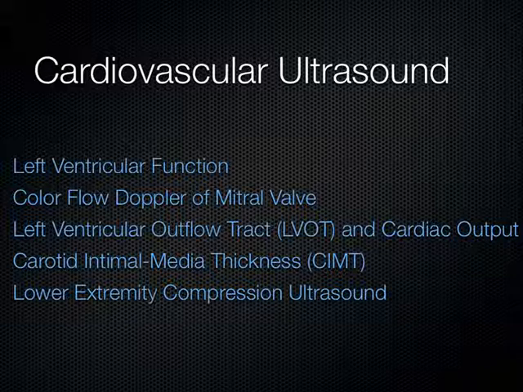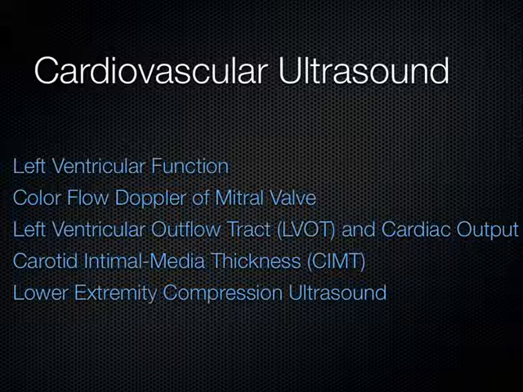We're going to talk about color flow Doppler across the mitral valve in both the parasternal long and an apical four-chamber. And we're going to learn how to measure the left ventricular outflow tract diameter, combine that value with the velocity time integral of flow across the aortic valve, and that will give us cardiac output.